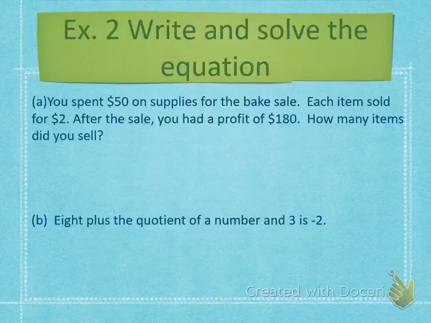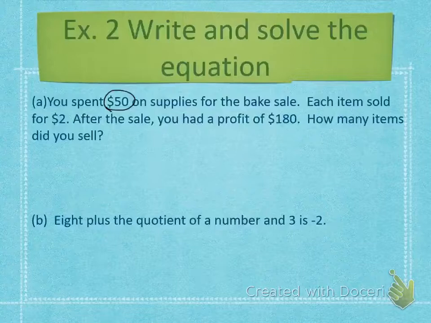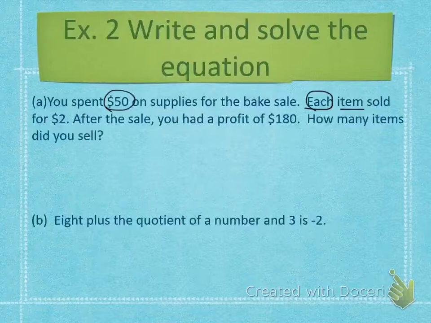It says, you spent $50 on supplies for the bake sale. Let me ask you this. If you spent $50, does that go towards your profit or take away from your profit? Okay, so keep that in mind for just a minute. Each item, when you see the word each in a word problem, it's multiplication. Something's being multiplied by something else, okay? Each item sold for $2.